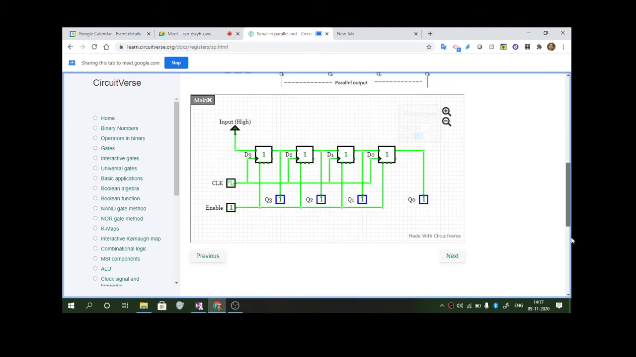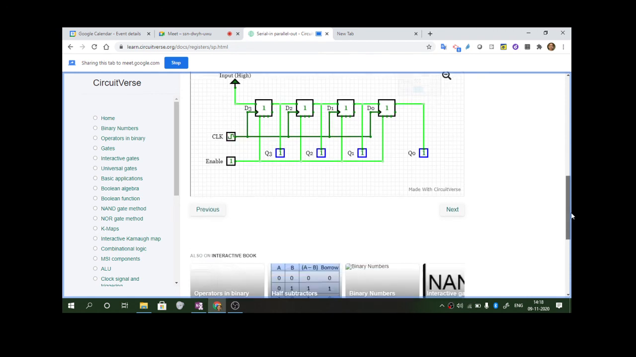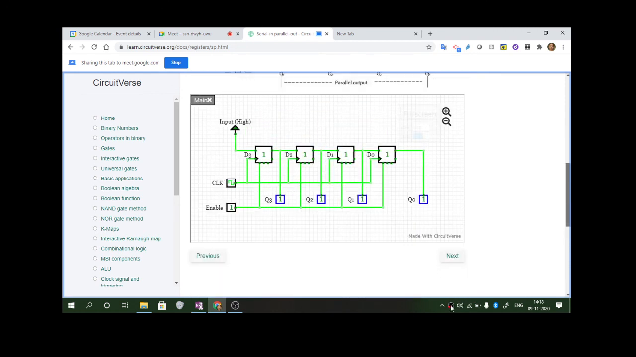So this is a circuit, as you can see. Continuously we are giving a high input to the circuit. The information is coming out like this and is available at the output. So this is how we will be seeing this, and this is the working of a serial in, parallel out circuit. Slightly different from the previous one, but more or less there is no change in the operation. The operation remains the same.